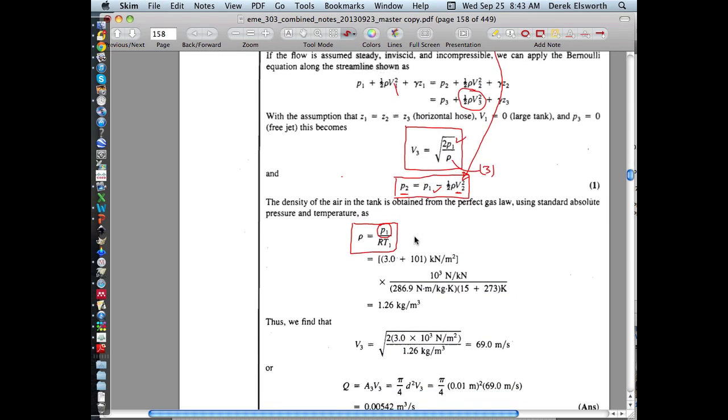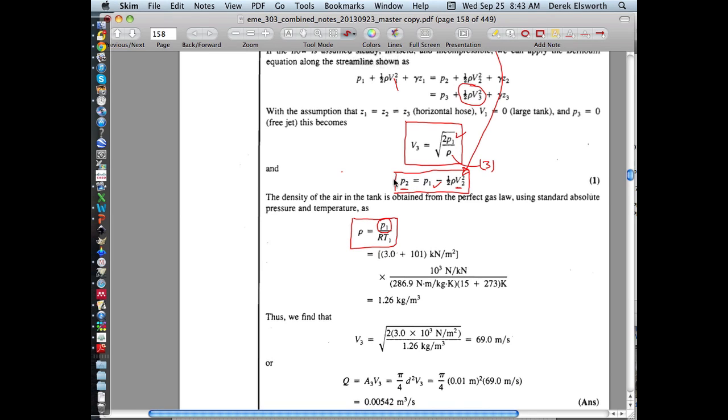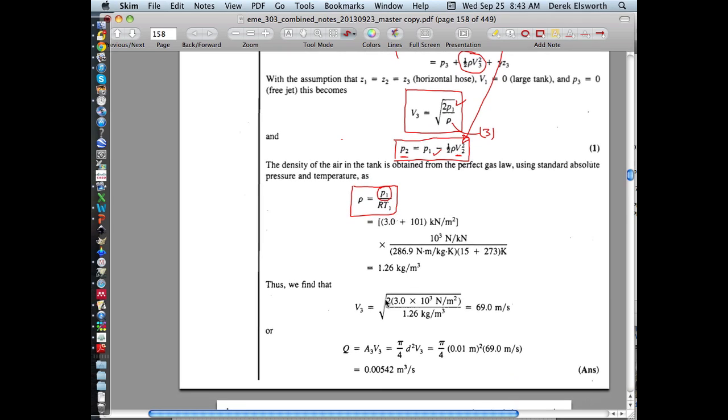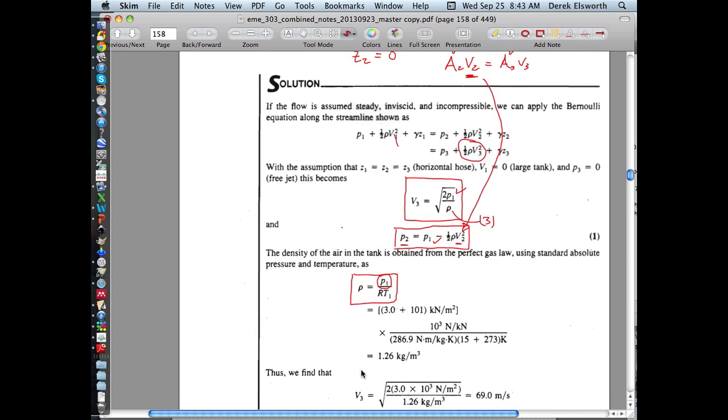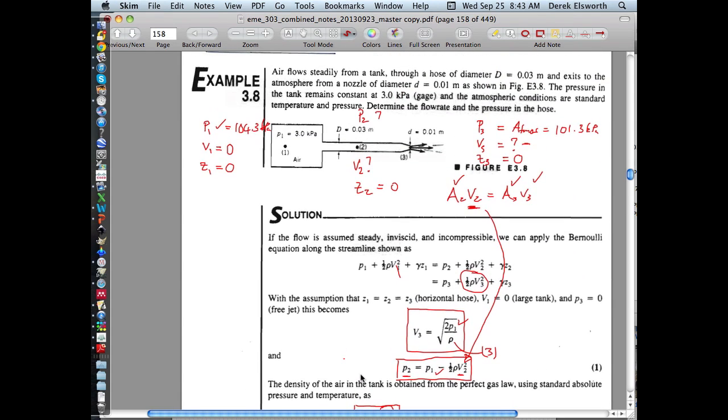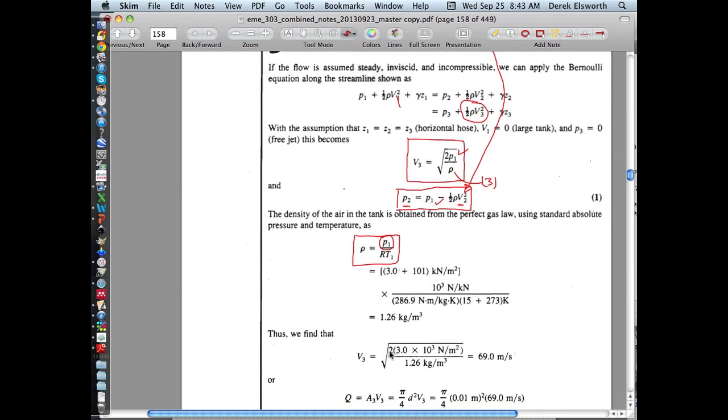And so in this expression, the only thing that we don't know is the magnitude of this pressure. So this is solving for the density. This is substituting the density into this expression where we know the pressure to calculate the velocity at point 3. If we know the velocity at point 3, then we know the volumetric flow rate. And is that all that's being asked for? Yeah, I guess the flow rate is being asked for.